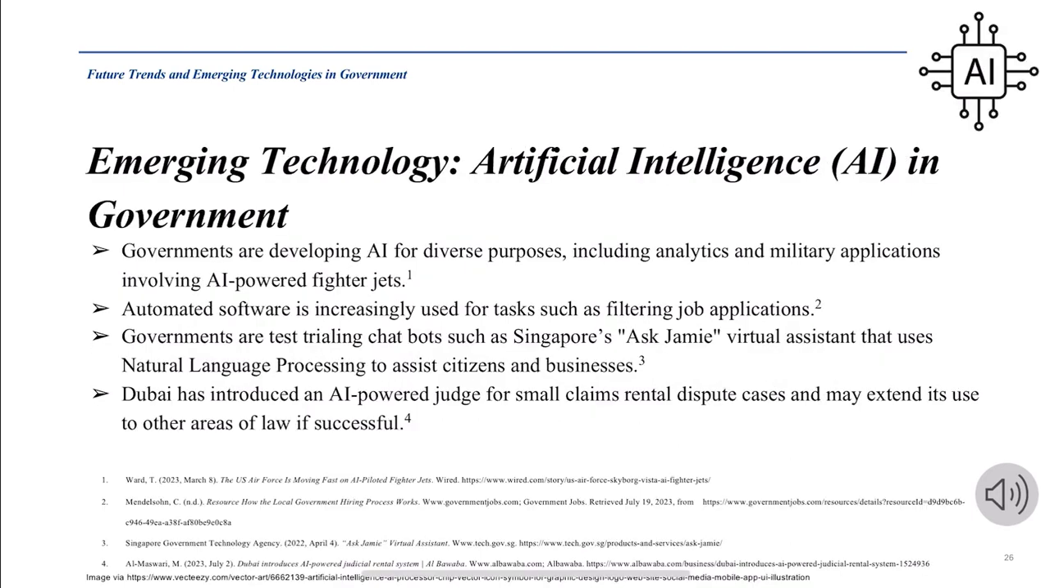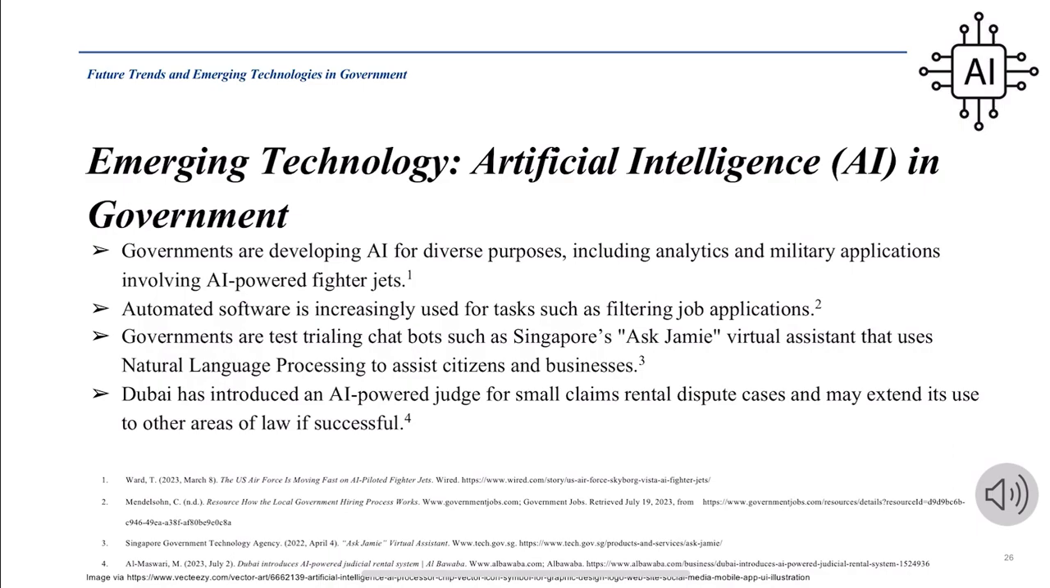An emerging technology in e-government is the use of AI. So governments are currently developing AI for many different purposes. This can be anything from analytics to military applications. Currently, we've seen governments produce AI-powered fighter jets, but also things as mundane as simple job application filtering.